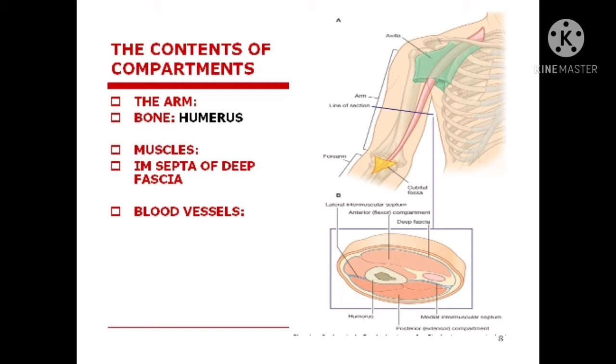The blood vessels, it is the continuation of the axillary artery, and in this area the axillary artery is called the brachial artery.